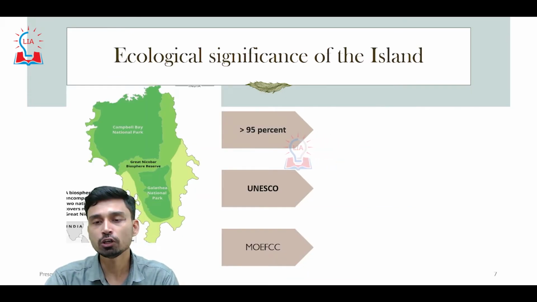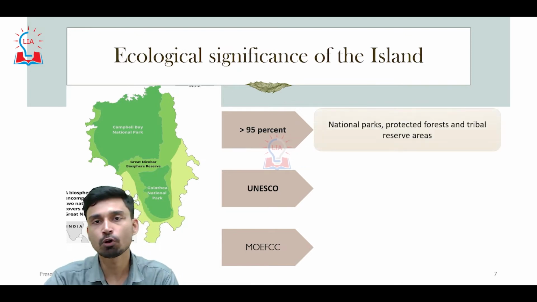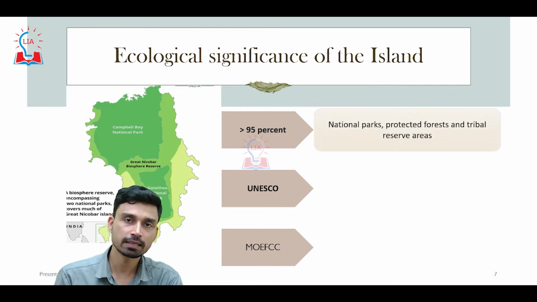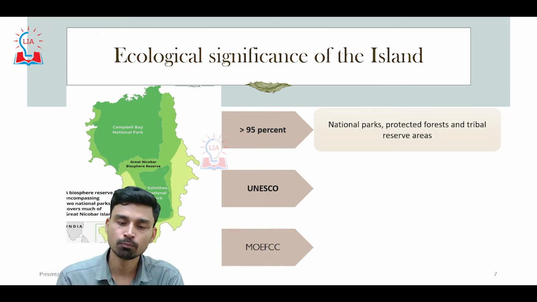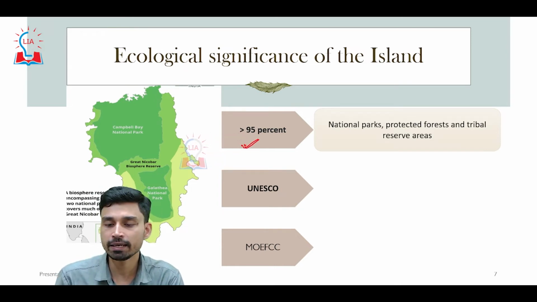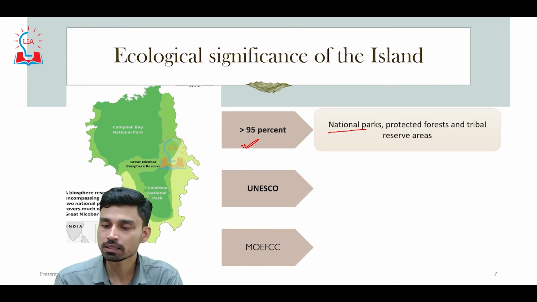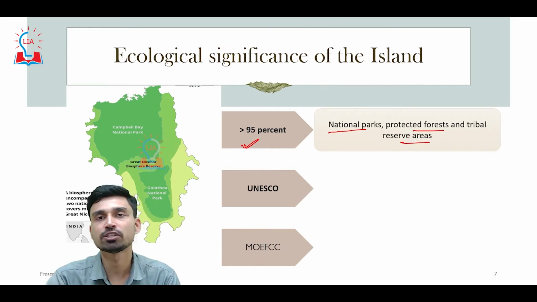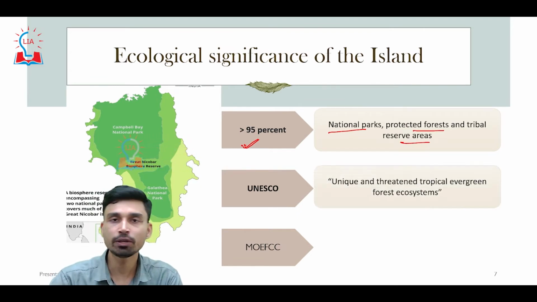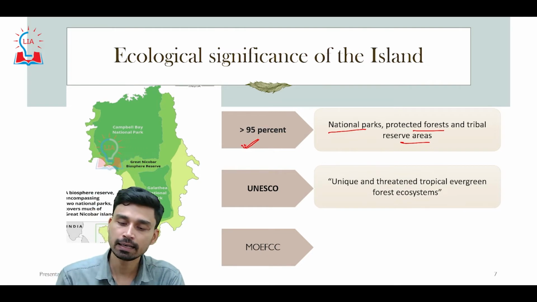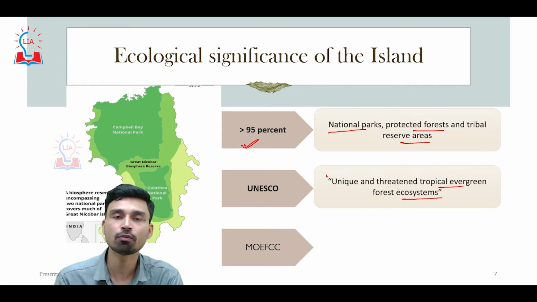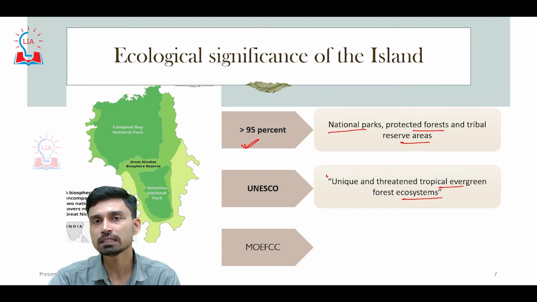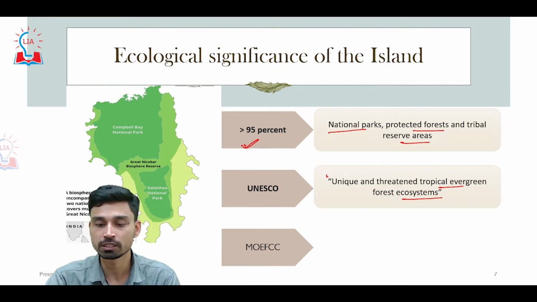Now, the ecological significance of the island is something you also have to understand. As we discussed in the earlier slide, if you look at the area of Great Nicobar Island, more than 95% of its area is covered by national parks, protected forests, as well as tribal reserve areas. That is why UNESCO has clearly highlighted that this island has a unique and threatened tropical evergreen forest ecosystem that has a large number of endemic as well as endangered fauna and flora species.